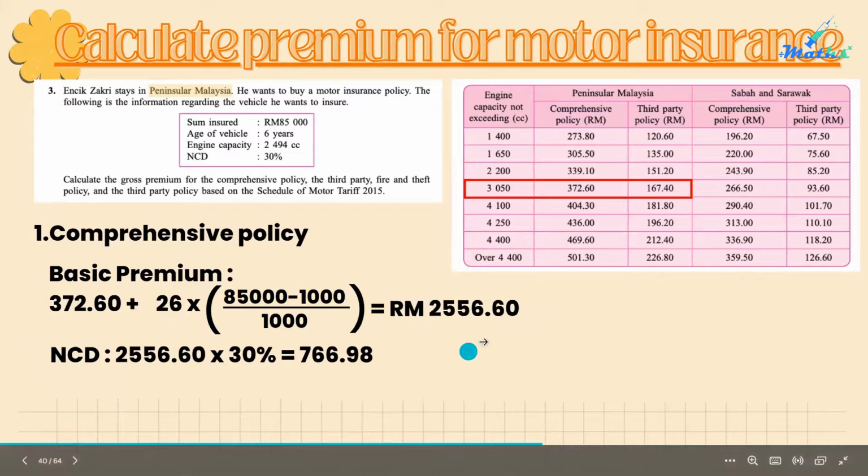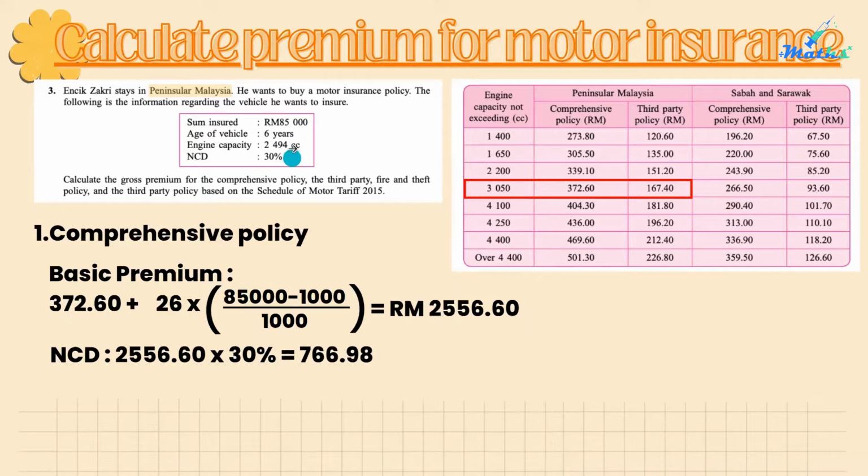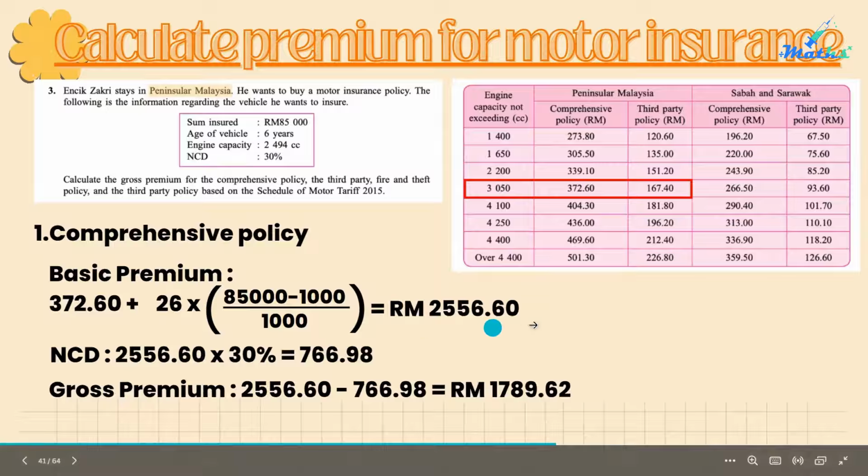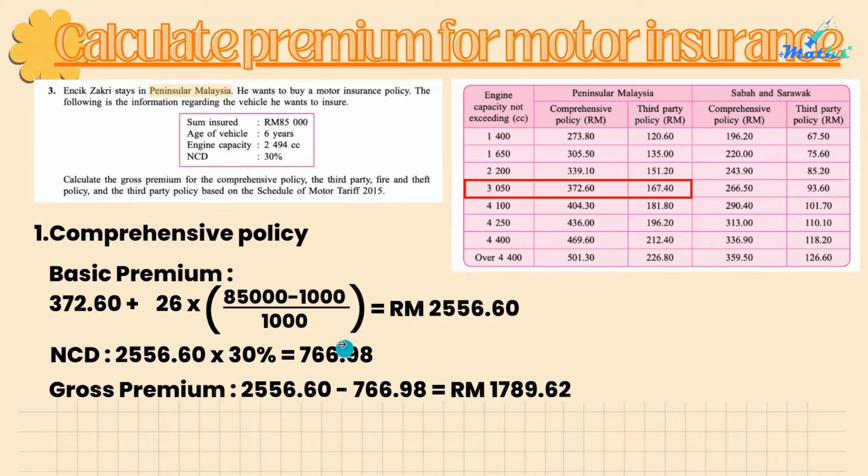So for the NCD, we use the basic premium times the 30%, which is from the table up here. So the answer for the NCD should be 766.98. So the gross premium will use the basic premium minus the NCD.